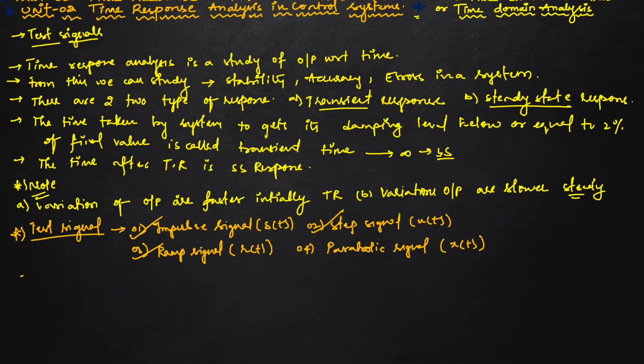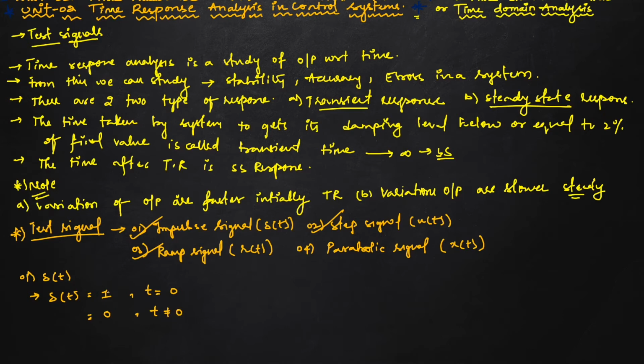So coming to the first one, that is the impulse signal, we denote it by del of t, and this del of t will be equal to 1 at t equals 0, and it will be equal to 0 when t is not equal to 0.